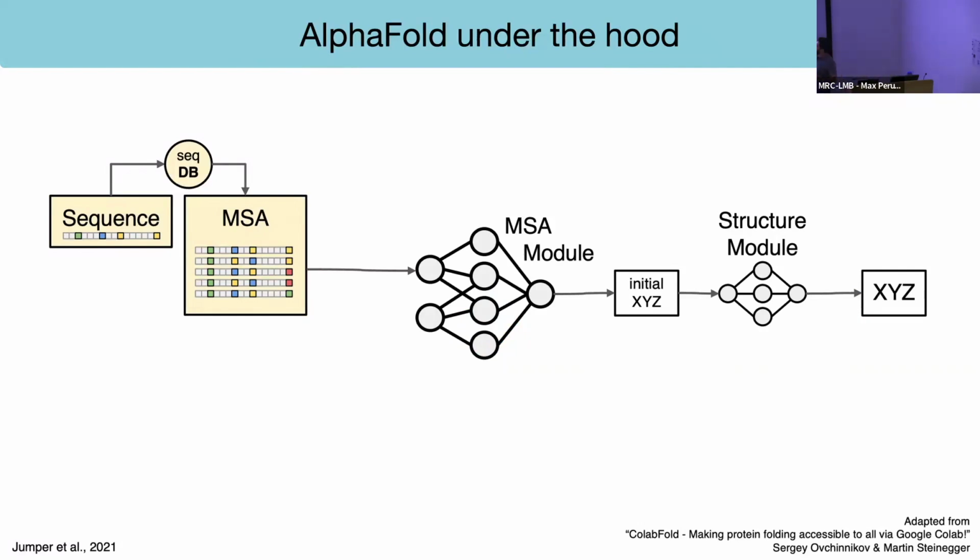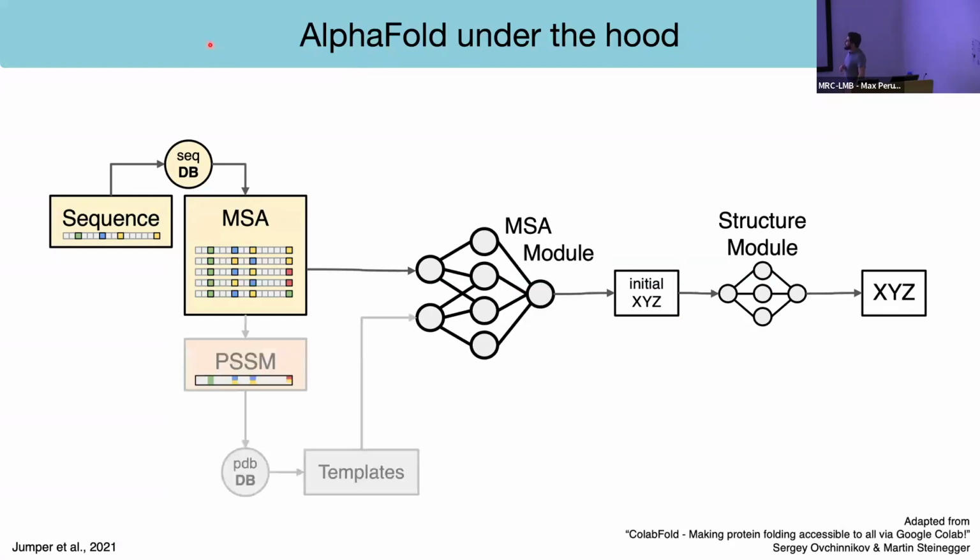So a search against a sequence database. There's a few databases that you can fetch homologous sequences from to develop a multiple sequence alignment. And then this is fed into a multiple sequence alignment module. So this is the part of AlphaFold that's trained, right? The multiple sequence alignment module turns this MSA into initial XYZ coordinates, depending on these evolutionary relationships that I mentioned earlier. And then it goes into a structure module, which turns that into something that actually looks like a protein, right? Something that has side chains and that actually looks realistic.